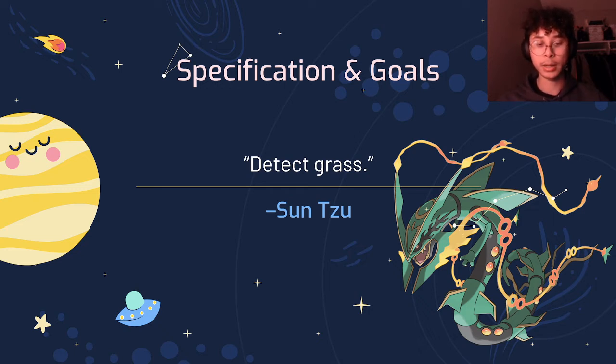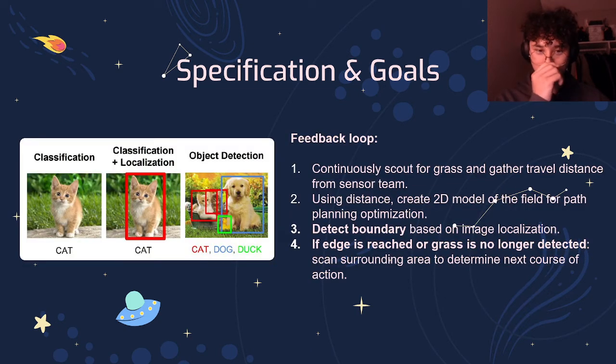My goal, my idea of the machine learning team is just to simply detect grass. That's it, right? So specifically, I'm hoping to create this kind of feedback loop where, if we see grass, we would approach it and continuously scout for it. And as we do that, we also gather the travel distance from the sensor team, which is things like the GPS coordinates. And using that distance, ideally we also try to create a 2D model of the field for future path planning optimizations, so that with each use of the lawnmower on the same lawn, hopefully it should be able to understand exactly where it should go, right? And then what it should do without ever stopping to think or analyze its surroundings.